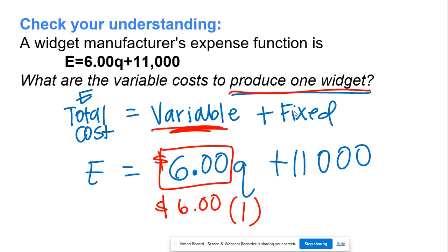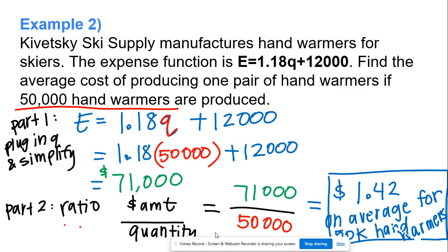If an expense function E is equal to 6.00Q plus 11,000, what is the cost to produce one widget? So we remember that the total cost E is equal to the variable cost plus the fixed cost. And the variable costs are 6 times Q, $6 per each quantity. So we kind of just really needed to know where to look. If we're only going to produce one quantity, one widget, how much does that cost us? That variable cost is $6.